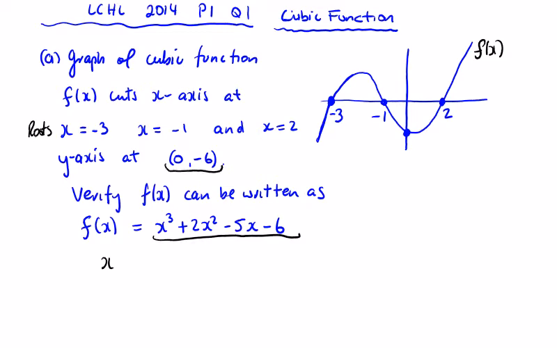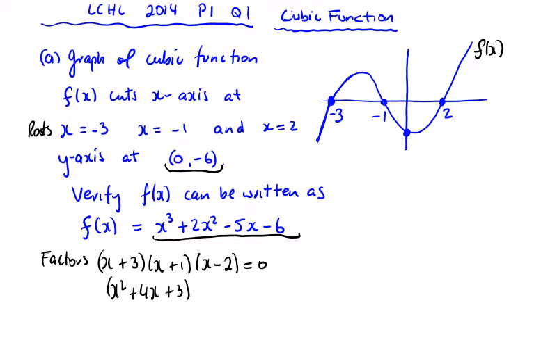So we don't need this, but -6 will be our constant, so we need to make sure we get that. So our factors are x plus 3, x plus 1, and x minus 2. If we multiply our factors, we're going to get 0. So we're going to get x squared plus 3x plus 1x, x squared plus 4x plus 3. And I like having the linear in front, x minus 2.